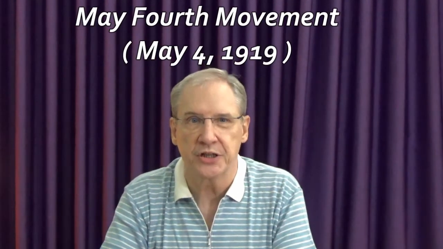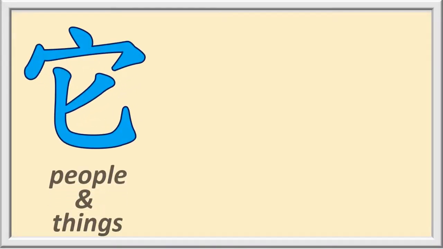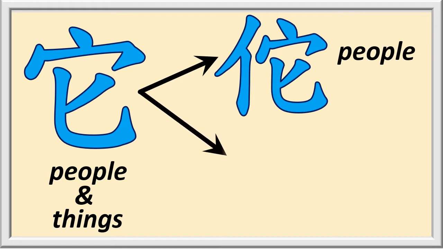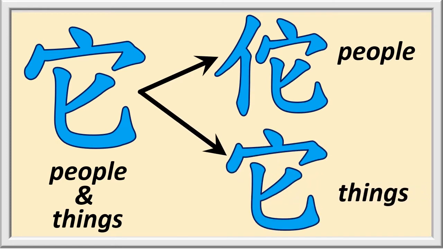In our last lesson, Lesson 16, I mentioned that during the May 4th movement in 1919, Chinese language scholars decided that the all-inclusive pronoun ta needed to be differentiated to show masculine, feminine, and neuter gender, just as in English, he, she, and it. The radical for a person was added to create ta for humans, and the original snake, ta, was retained for things.